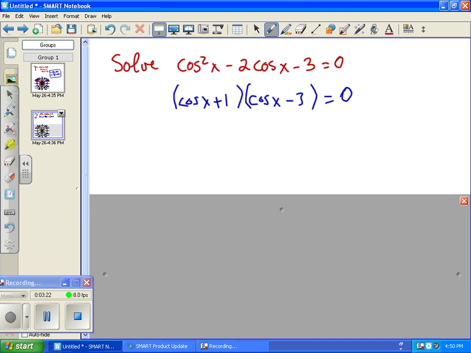So now we can use the zero product property, and we split it up into 2 pieces. Cosine of x plus 1 equals 0, and cosine of x minus 3 equals 0. So we solve it. Cosine of x equals -1, and cosine of x equals 3.